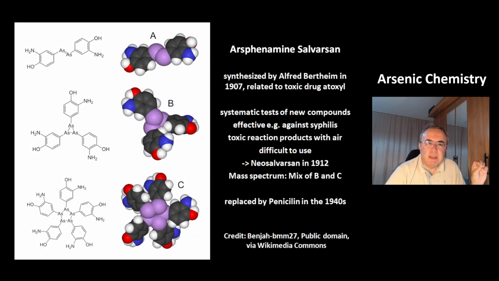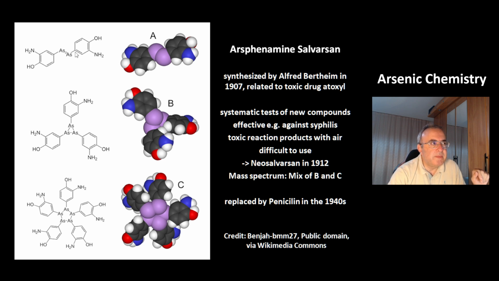This is another important organic compound, arsphenamine, also known as Salvarsan. It was synthesized by Alfred Bertheim in 1907. It is related to the toxic drug atoxyl. During that time, there was a systematic test of new compounds for their effectiveness against diseases, for example, syphilis. But Salvarsan was difficult to use because it had toxic reaction products with air. That's why another variant was developed in 1912, Neosalvarsan.